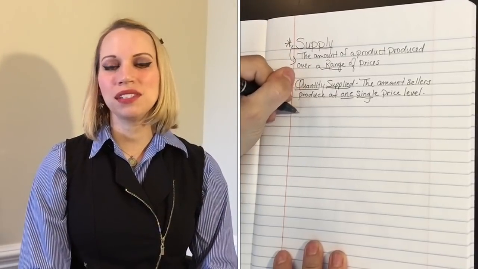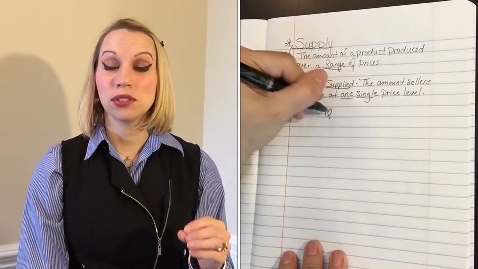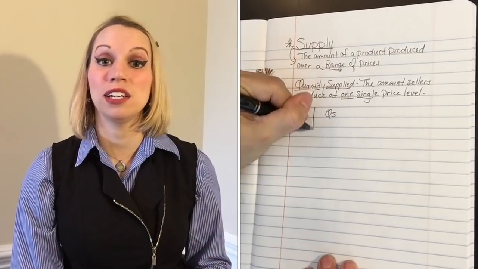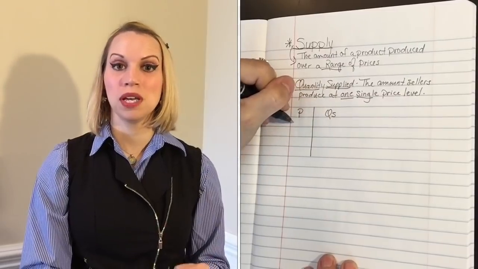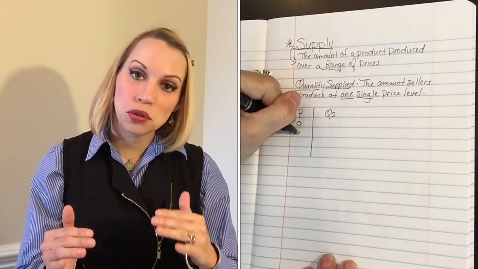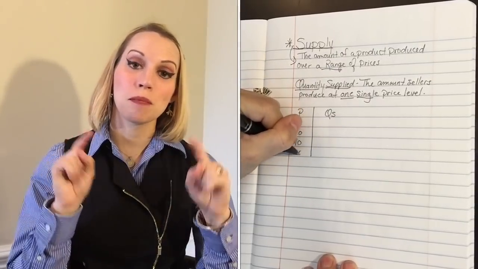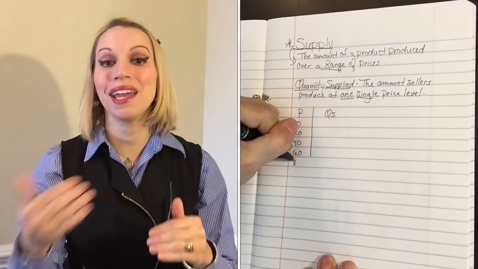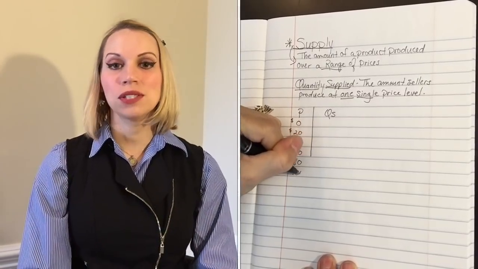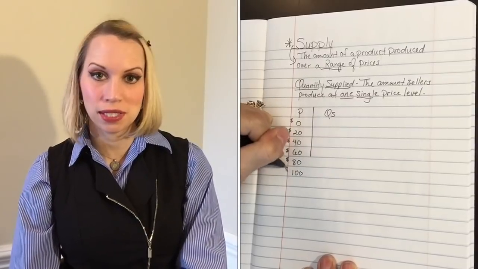So let's say we have these different price levels of painting a room, maybe $0, $20, $40, $60, $80, and $100 to paint a room. Now as a supplier, these are not the prices that you are paying as the supplier. These are the prices that people are paying you to paint a room. So this is the money you're making. This is going to be like your revenue per room painted.